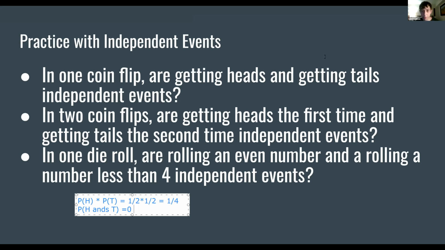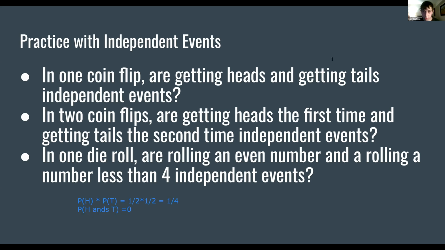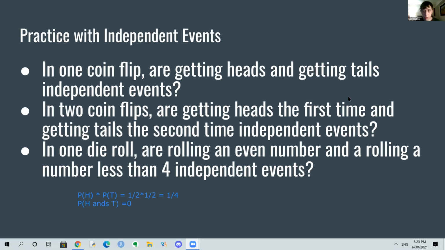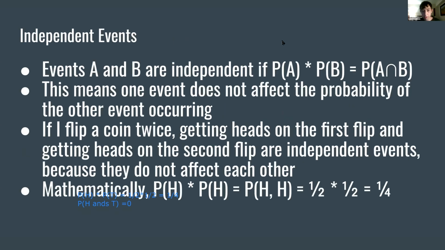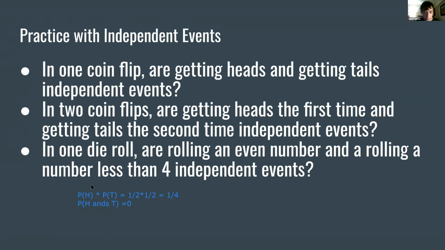Going back to our formula, if they're independent, the product of the probabilities separately has to be the same as the probability of their intersection. But here you can see that those are two different values. So that's the mathematical way to think about that one.